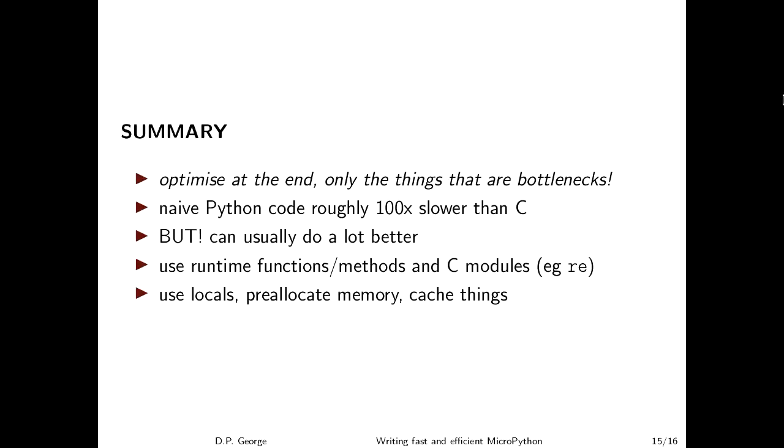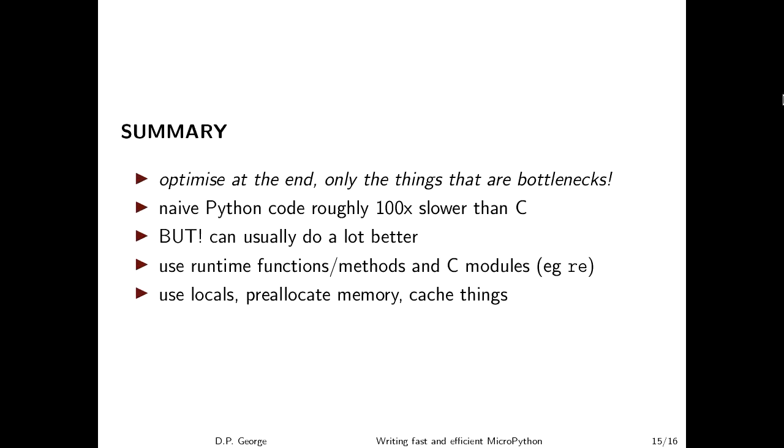The basic rule of thumb I use is that when you write something directly in Python, it's about 100 times slower than writing the same thing in C. But you can usually do a lot better than that because you don't read a file 1 byte at a time in Python. You call file.read and read 1,000 at a time. And that's all done in C under the hood. And so reading a file is not 100 times slower in Python than in C.